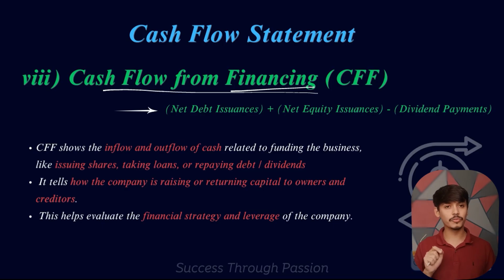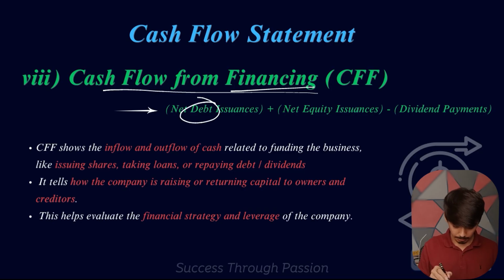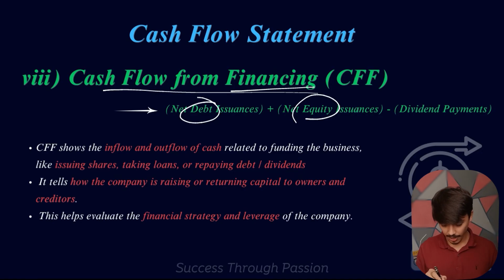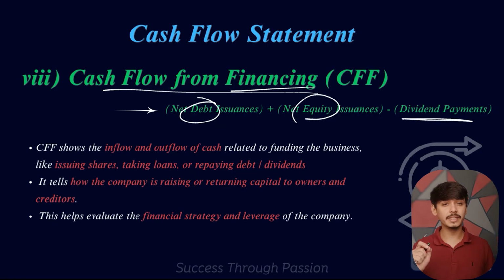Now, in the cash flow from financing, we have a formula which will help us understand how much financing the business had in the current year. So the formula is net debt issuance plus net equity issuance, and finally dividend payment. Over here, net means that whatever amount we have repaid for the debt that we had previously will be subtracted from the initial amount that we have taken for the current year.